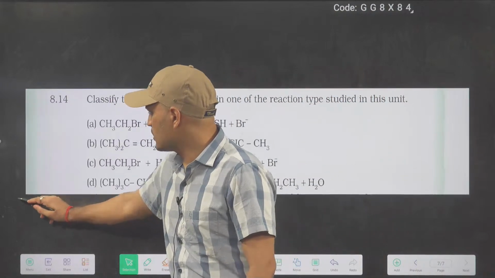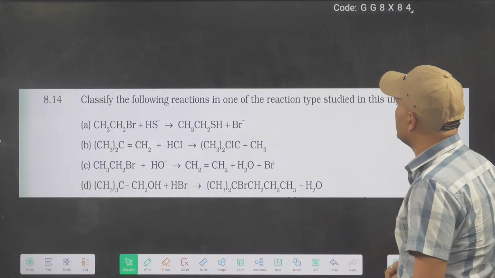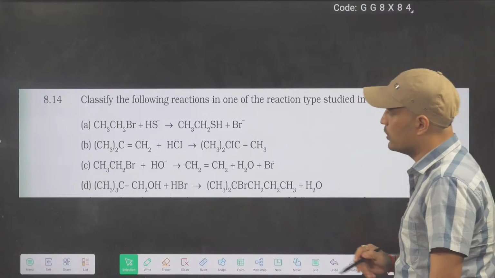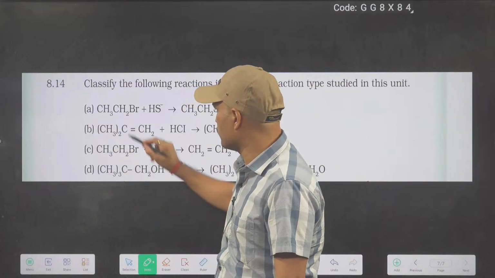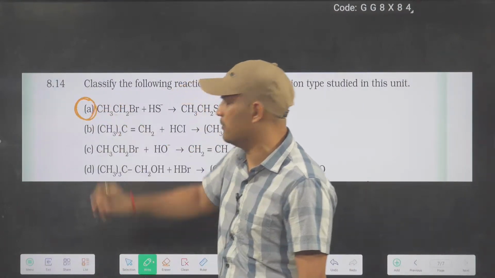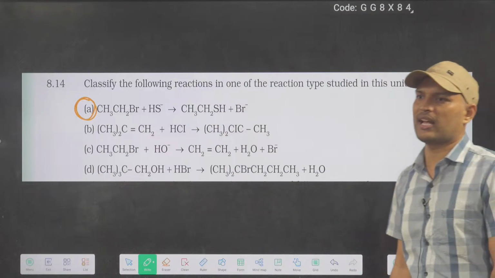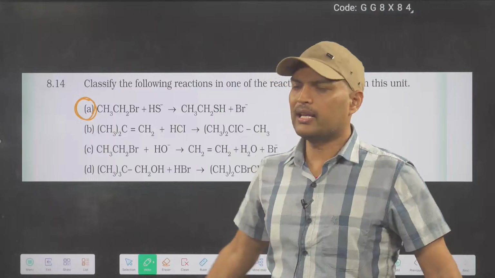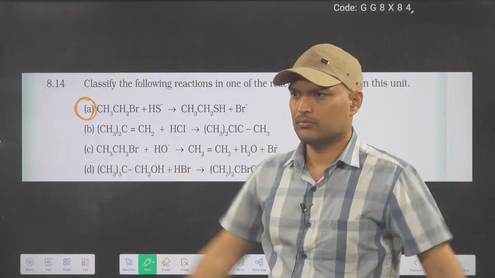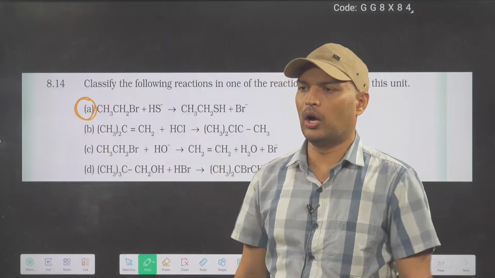So this is the last point now. Classify the reactions in one of the reaction type studied in the unit. Can you tell me only about A reaction? You have to tell. We are not interested in B, C, D. Jaldi bata do if you can tell what is A reaction category. Last question you tell, rest offline. Okay, na? Part of organic chemistry we have studied a lot.